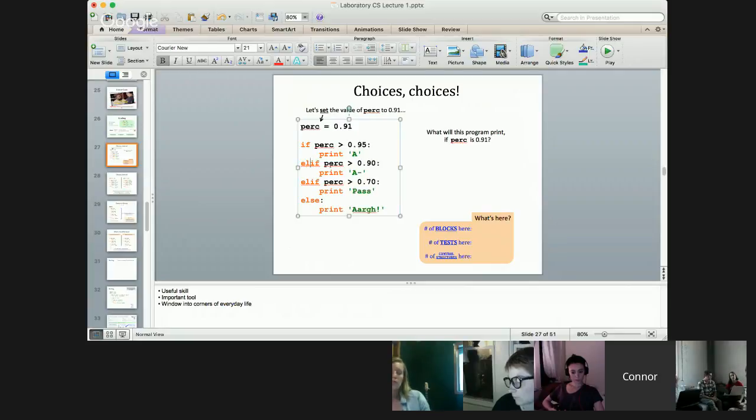So elif is the way Python says it. In other languages, it's else if. Python does it as elif. And finally, there's this else statement.